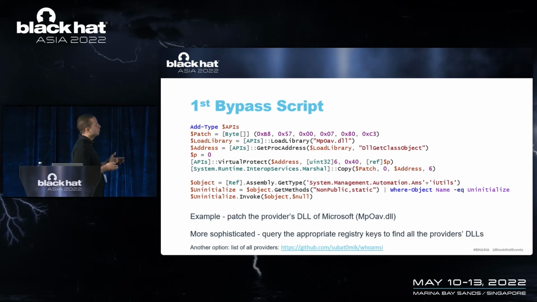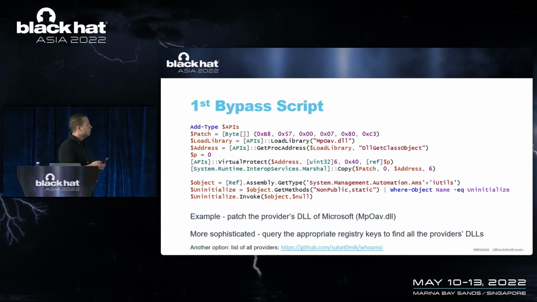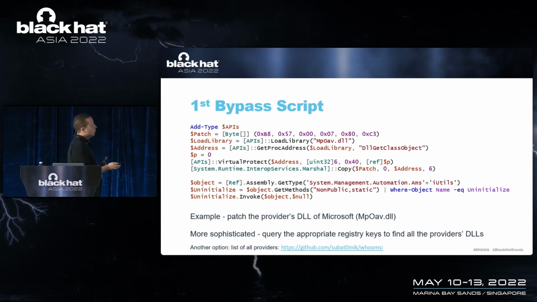Find the address of DllGetClassObject. Patch it: change the protection of the page the DllGetClassObject resides in, and copy a patch that will return an invalid argument, very much like the AmsiScanBuffer technique that we already saw, but without touching the AMSI DLL memory space that's supposed to be protected.